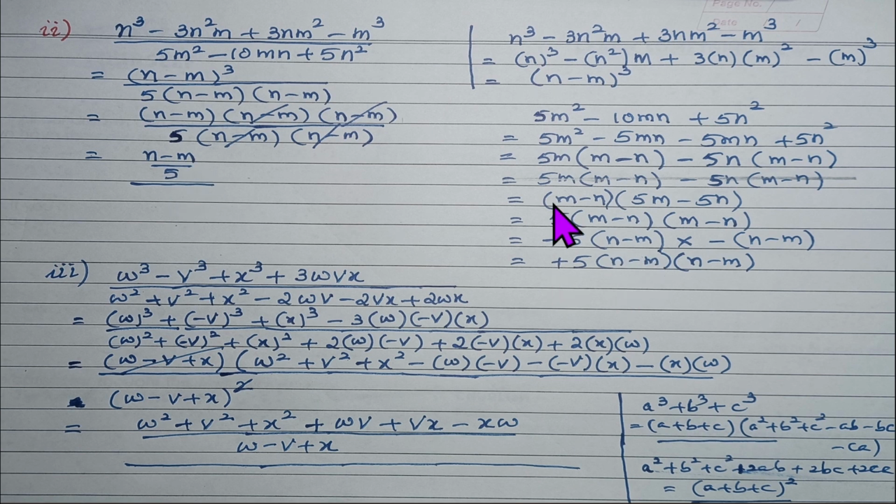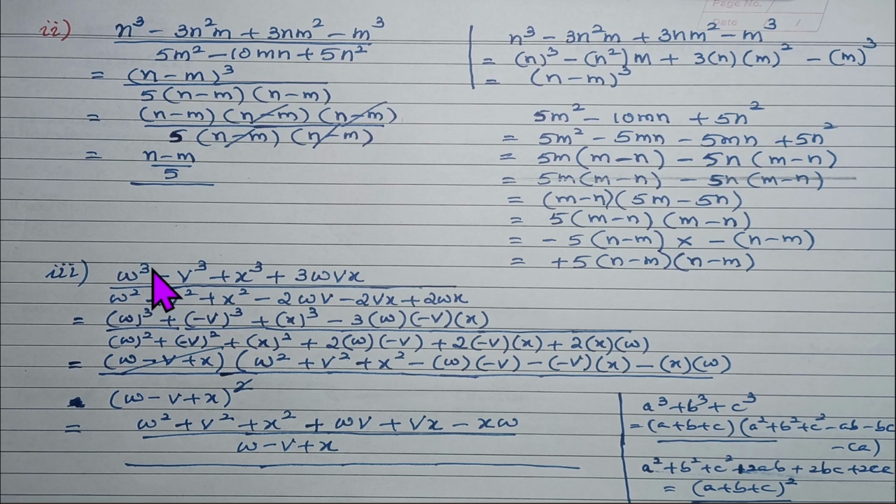So I change the sign here because I saw the numerator as n minus m cube, and here it is m minus n. By taking the signs outside, I converted m minus n into n minus m, so that I could cancel the terms in the numerator and the denominator, and therefore the answer I got is n minus m by 5. So try to remember that.